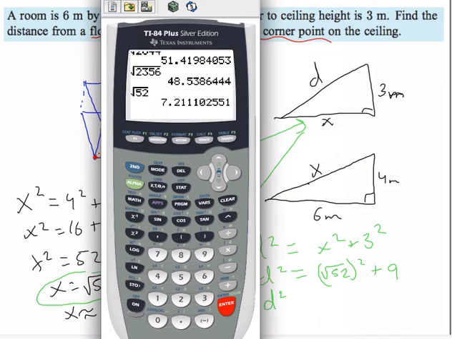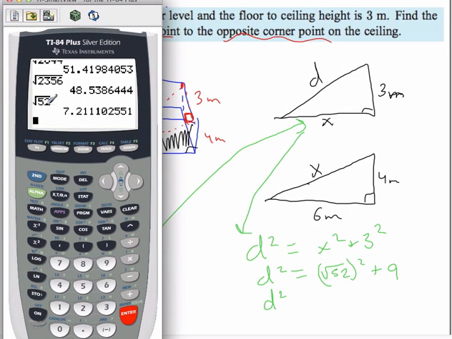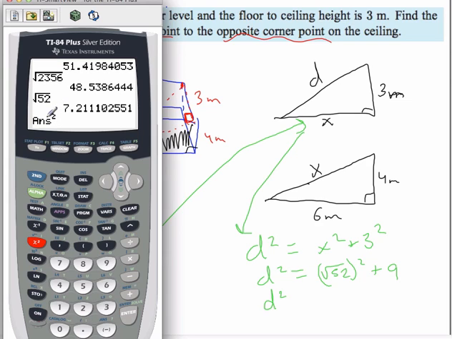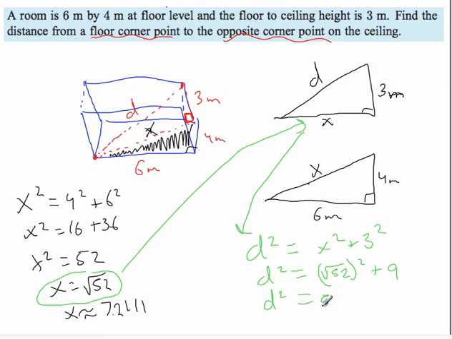So on my calculator, I have the answer for root 52. If I press the square button, it'll square the answer. It'll square 7.21111, and so on. So if I square that, I should get 52, and yes, I do get 52. Okay, so if you square the root of 52, you get 52. So that's going to be 52 plus 9. So D squared equals 61.